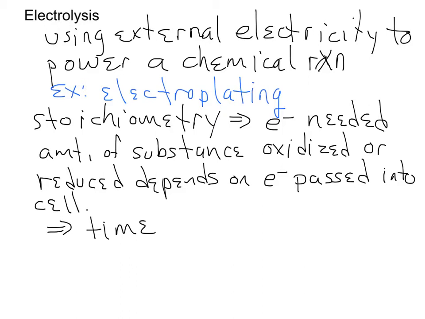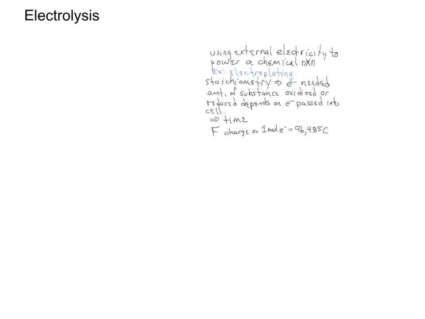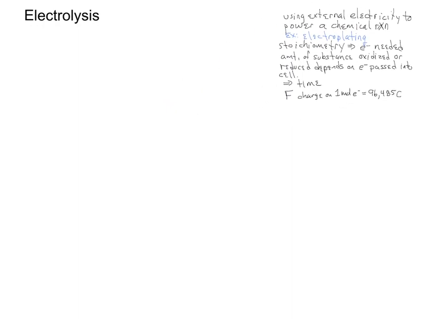Now, some other constants that we might need. We've learned about the Faraday constant already. The Faraday constant essentially talks about the charge on 1 mole of electrons. And we learned that the charge on 1 mole of electrons is 96,485 coulombs.